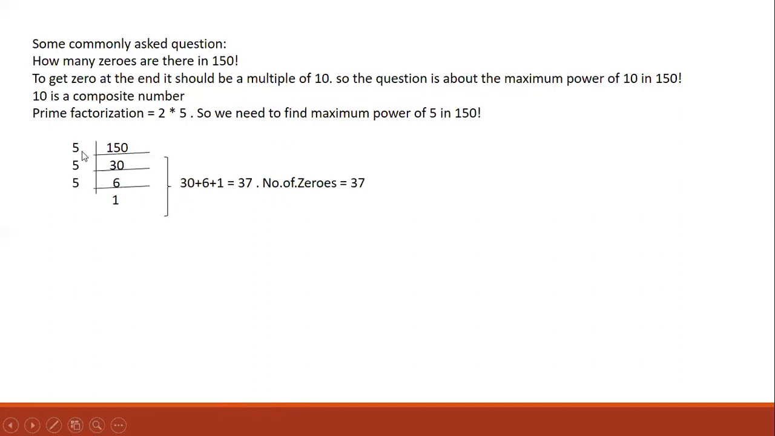150 divided by 5 is 30. 30 divided by 5 is 6. 6 divided by 5 is 1. Now, to find the number of 5's in 150 factorial, we add 30 plus 6 plus 1, which is 37. So we can say that the number of zeros in 150 factorial is 37.